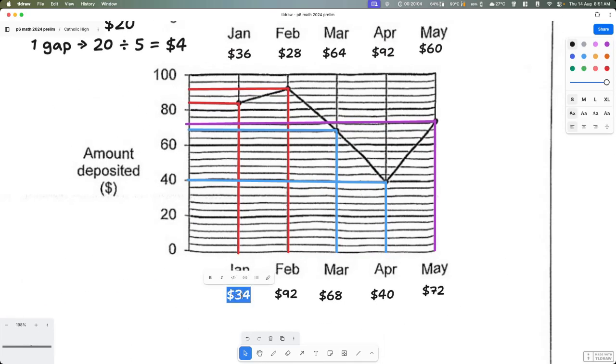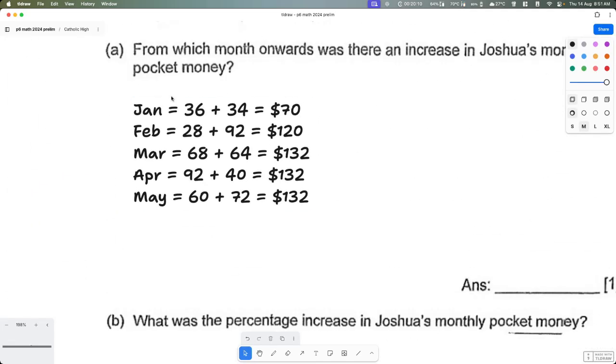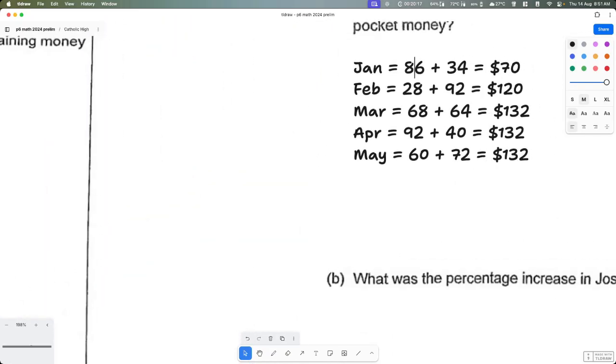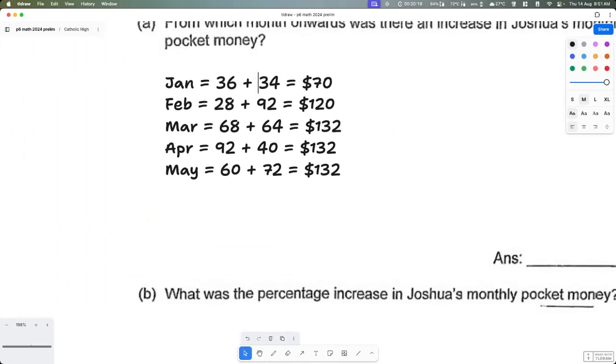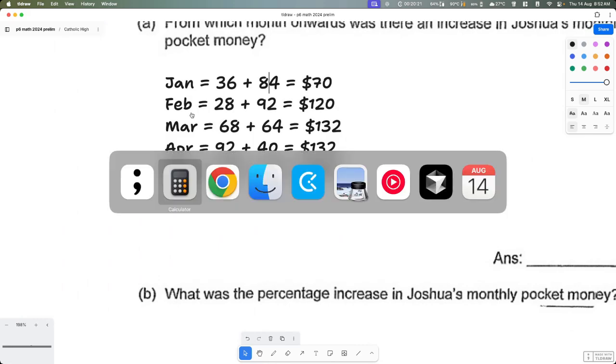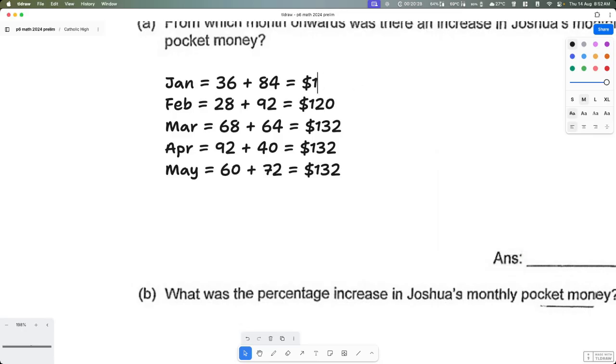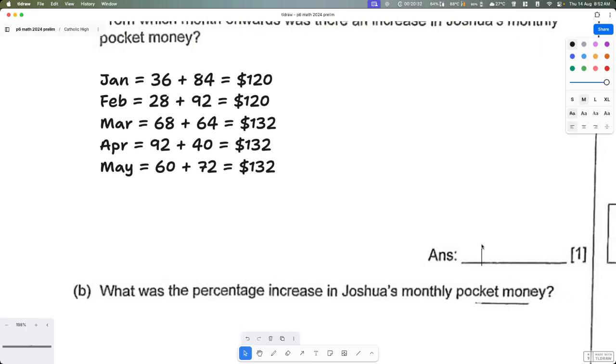For January, it's not 34. This is $84. I don't know why I put 30, so this should be 84. We are 36 plus 84, which gives us $120. So that means the increase was from March onwards. Okay, there we go. Let's double check your answers.